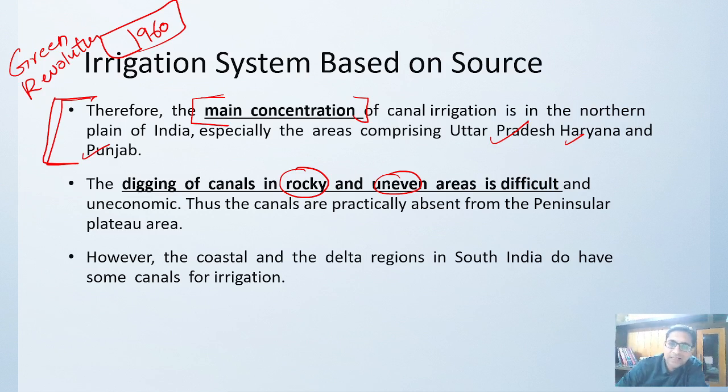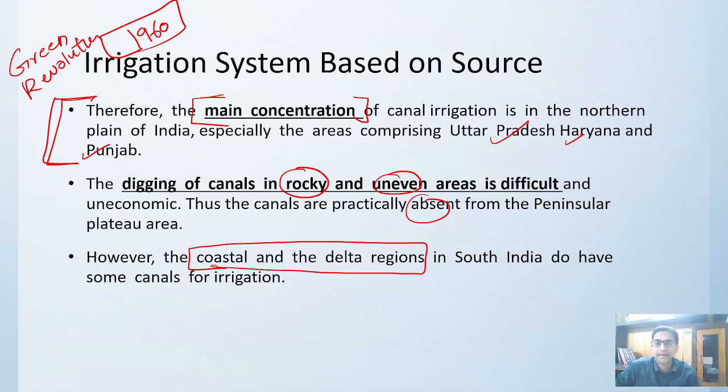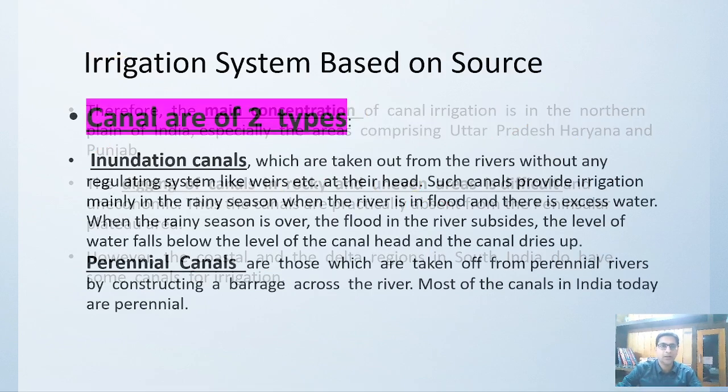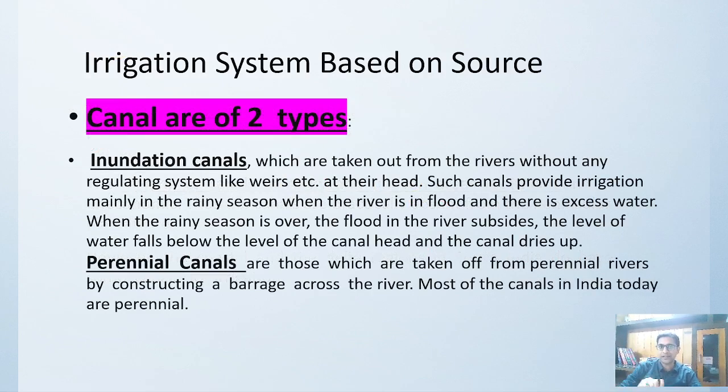That is why canals are practically absent in the peninsular areas, but you will find canal areas in coastal and delta areas, because they have soil in which you can easily dig canals. In the coastal areas and delta regions like West Bengal, Odisha, even Maharashtra and Gujarat, you can find a certain degree of canal digging, but mainly the concentration of canals is in Uttar Pradesh, Haryana and Punjab.